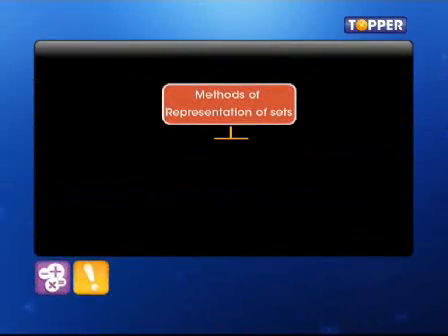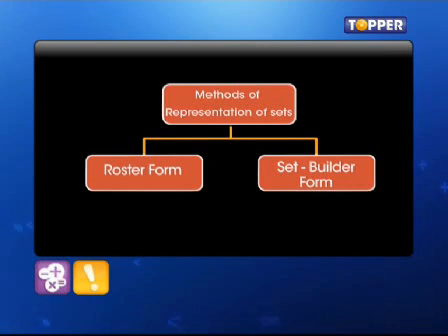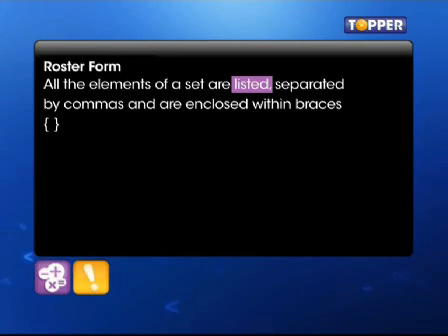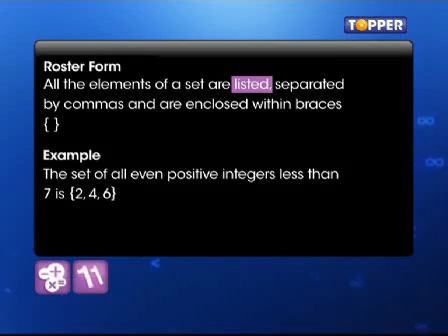Next on the menu is the two methods of representing a set. One is the roster or tabular form, and the other is the set builder form. In the roster form, the elements are separated by commas and enclosed within curly braces. For example, the set of all even positive integers less than 7 is given in roster form as curly brace open 2, 4, 6 curly brace close.